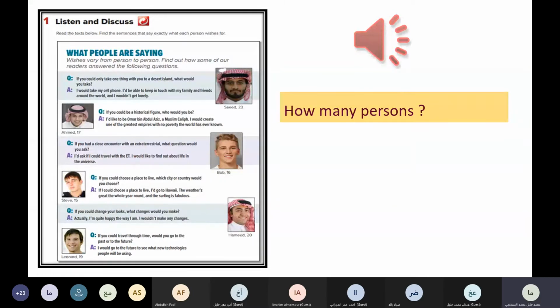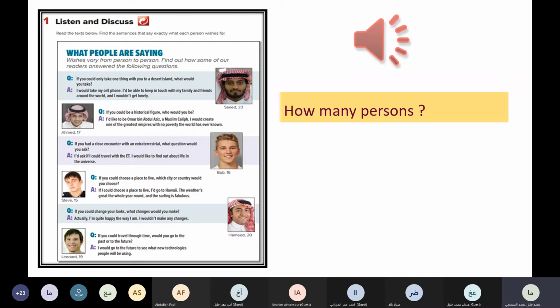If you could change your looks, what changes would you make? Actually, I'm quite happy the way I am. I wouldn't make any changes. If you could travel through time, would you go to the past or to the future? I would go to the future to see what new technologies people will be using.